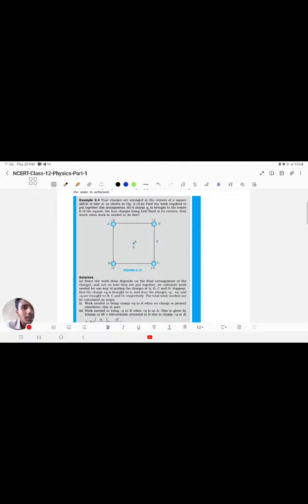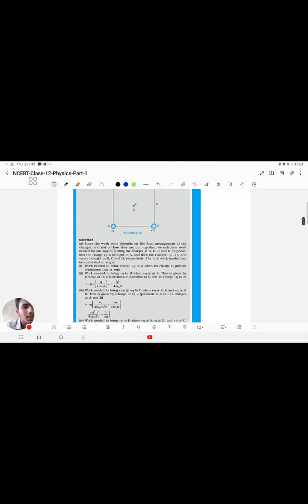They calculate the work needed for one way of putting the charges at A, B, C and D. Suppose first a charge plus q is brought to A, and then the charges minus q, plus q, minus q are brought to B, C, D respectively. The total work needed can be calculated in steps. First, the work needed to bring the plus q charge to position A is zero. The work needed to bring minus q to B when positive q is at A is given by the charge at B multiplied by the electrostatic potential due to the charge at A.